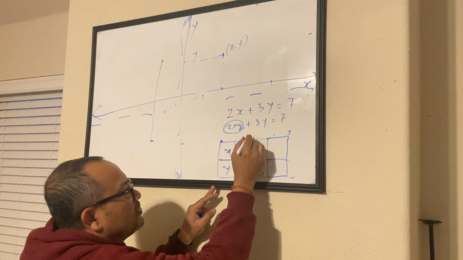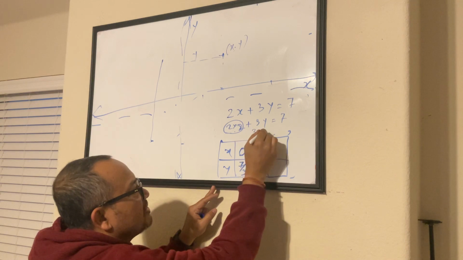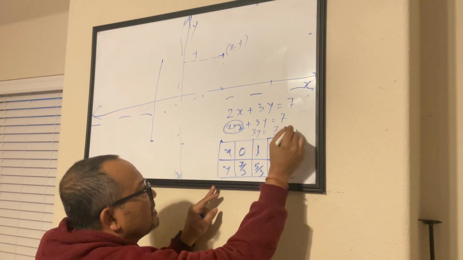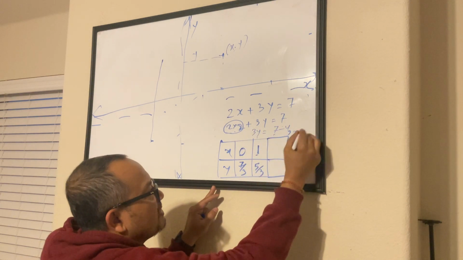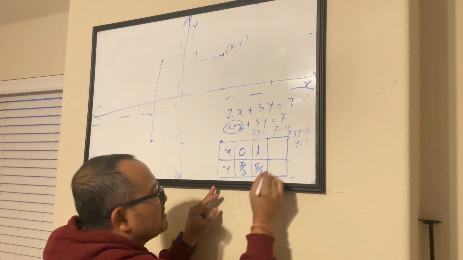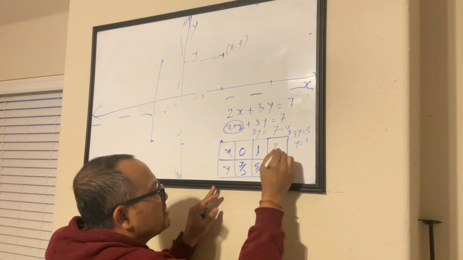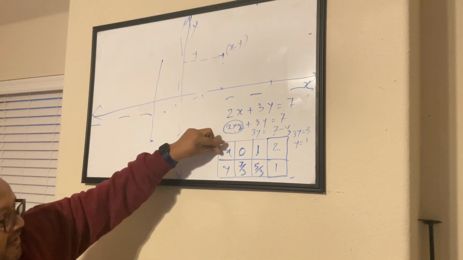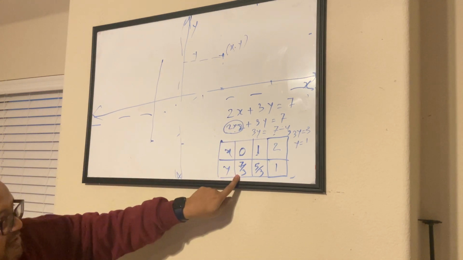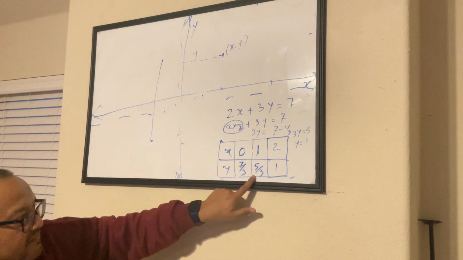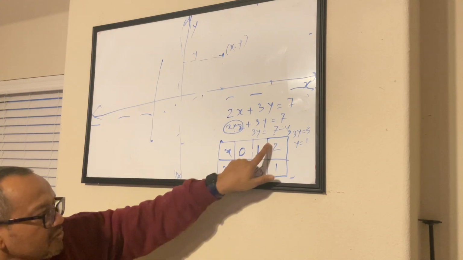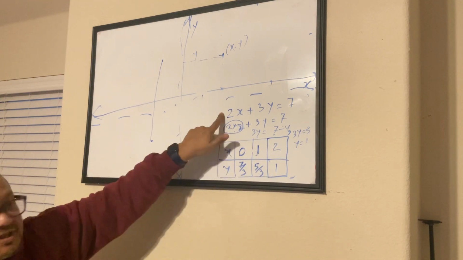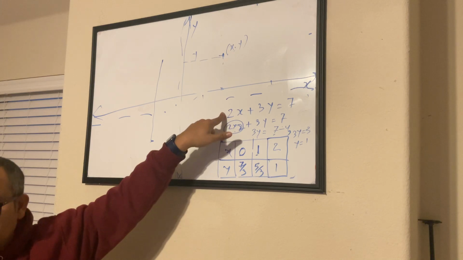2 times 2 is 4. So 3y will be equal to 7 minus 4, or 3y will be equal to 3, so y will be equal to 1. So when x is 2, y is 1. I got 3 values. For x equal to 0, y is 7 by 3. X equals 1, y is 5 by 3. For x equals 2, y is 1. As per this equation.